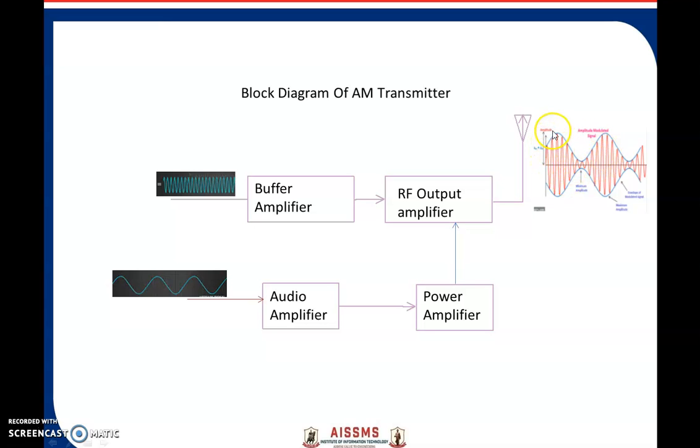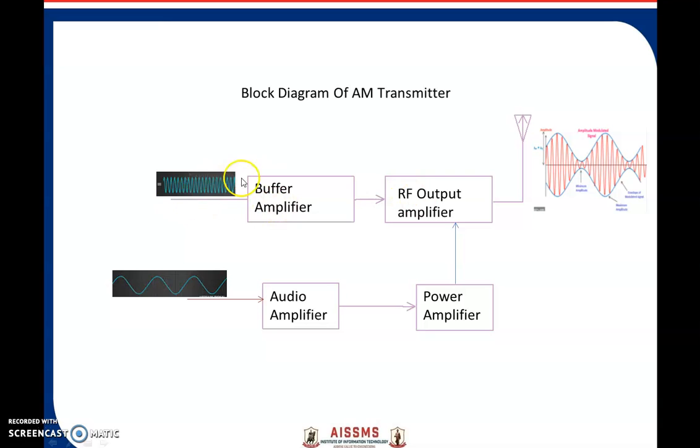Here the amplitude of the carrier is changed. This red color is the carrier wave. The amplitude of this signal is changed with respect to the amplitude of the audio frequency signal. Okay, so this is the amplitude modulated wave. Now it can be transmitted to a large distance and without distortion.